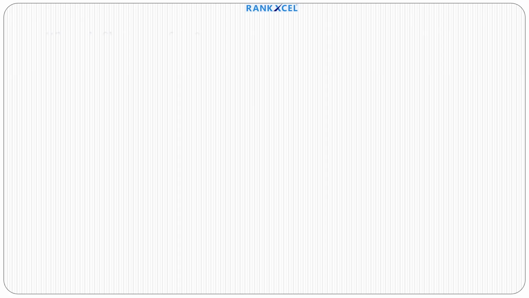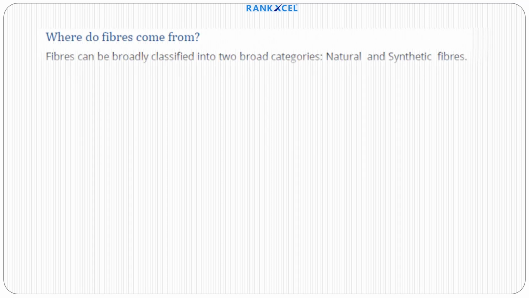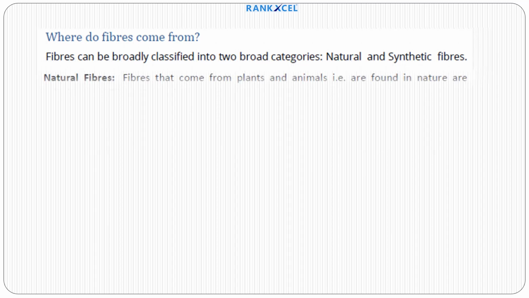Where do fibers come from? Fibers can be broadly classified into two categories: natural and synthetic fibers. Natural fibers: fibers that come from plants and animals, that is, are found in nature, are called natural fibers.